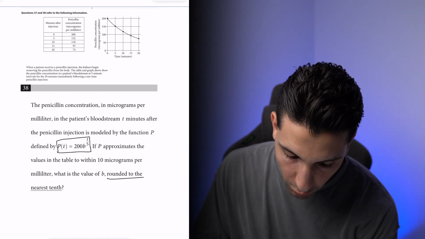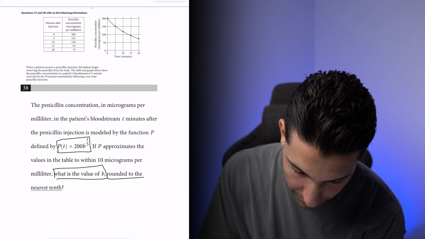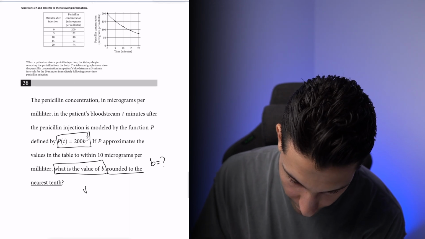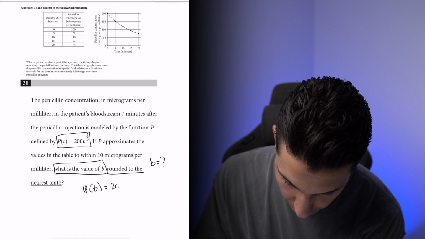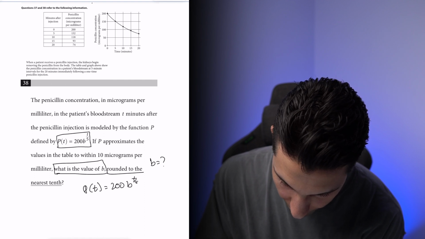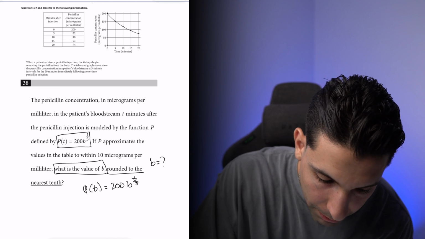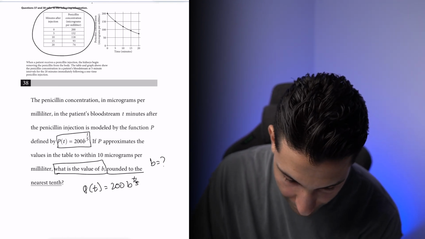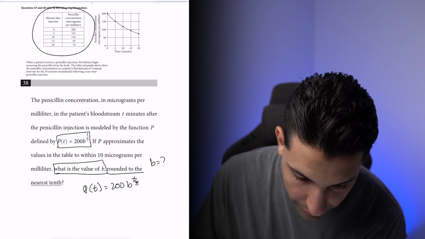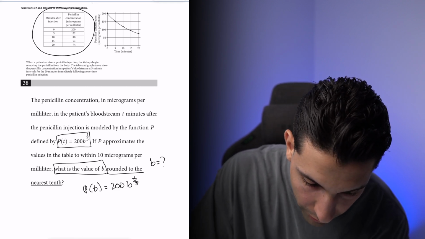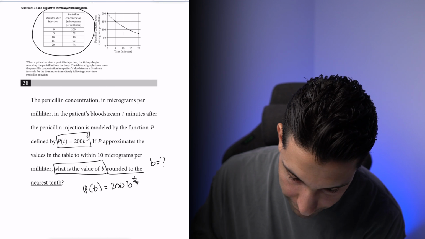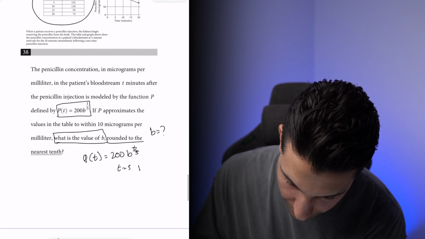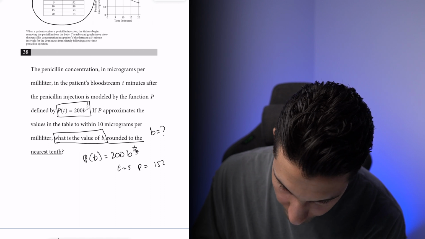Okay, so we're asking for what is b? What is the value of b? That's what we're asking for. b equals what? So let's set up our equation. p of t equals 200 b to the t over 5. Well, we have a chart above here which has all of our t's and p's. So if we start off with 5 and 152, we can plug in 5 where t is, so t equals 5, and p equals 152.